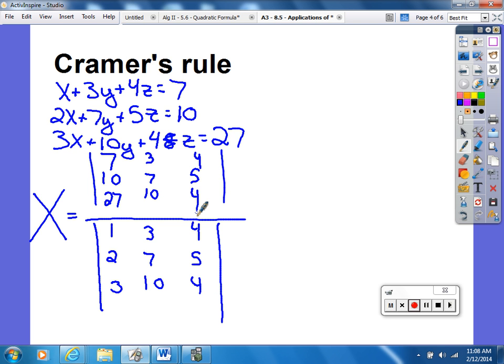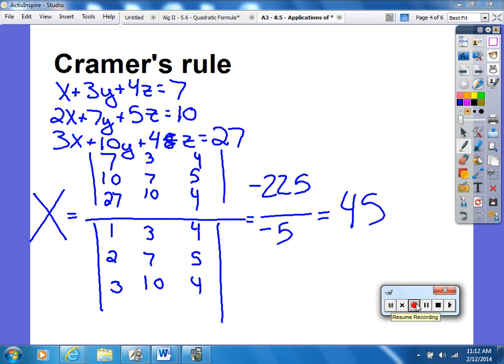Okay. Girls, find the determinant of the top. Boys, find the determinant of the bottom. So here we found the letter X by taking negative 225 divided by negative 5 and getting 45. I'm going to go ahead and set up the letter Y next. Now I'm going to do this a little smaller, just so I have enough room. Remember, I'm only replacing the Y column from down here.